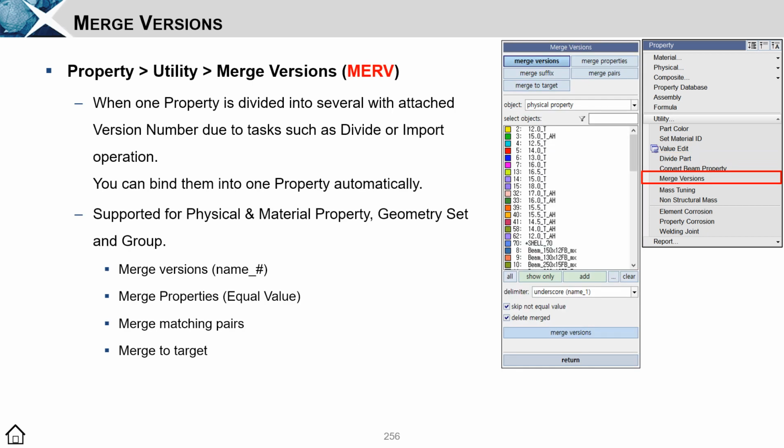When one property is divided into several with a version number attached, due to tasks such as divide or import operations, this is a function to bind them into one property automatically. You can use it not only for property, but also for material, geometry set, and group.